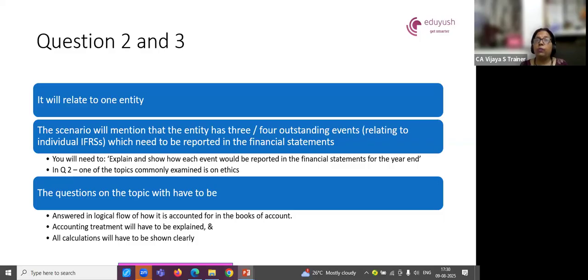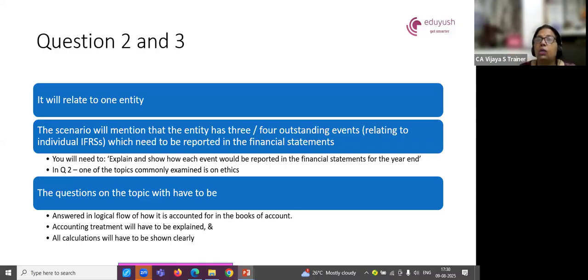Okay. So we will be doing the exam strategy along with your study text or your theory. Okay. So that's your question 2. So definitely while answering the question, you should answer it in a logical flow, how you would account for it.